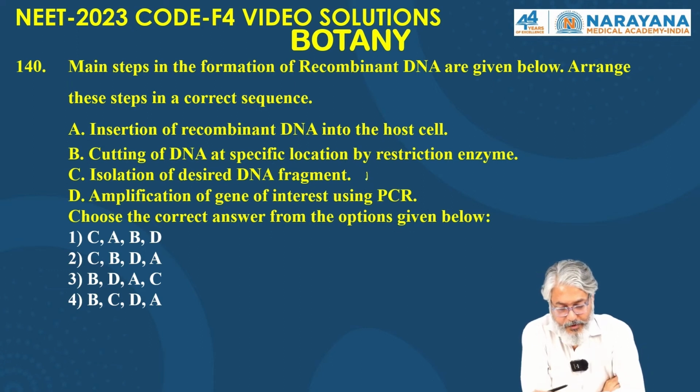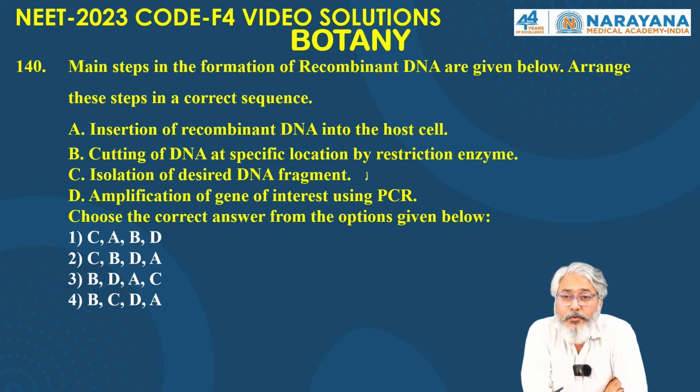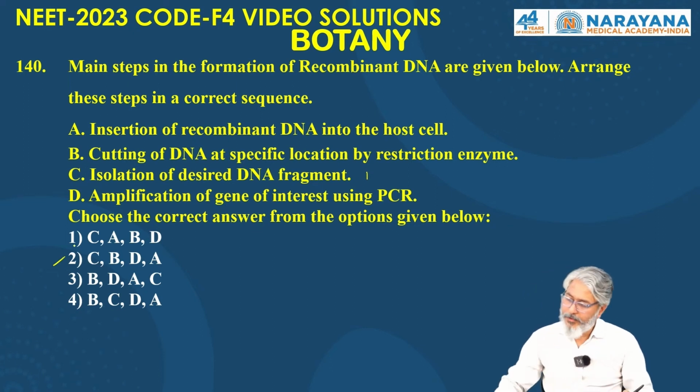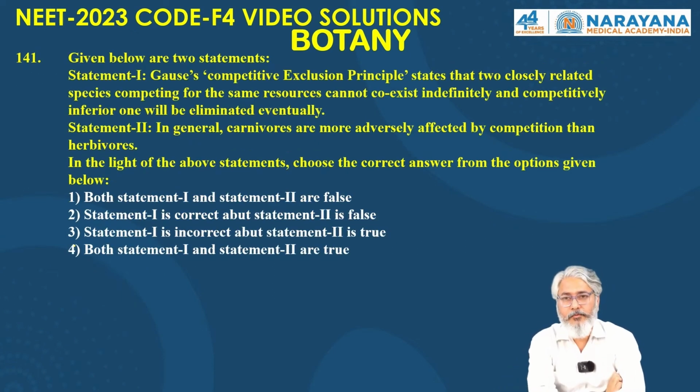This one, C. So now the answer can be either 1 or 2. The second step is the cutting of DNA at a specific location by restriction enzyme for insertion of recombinant DNA. So without cutting, insertion is not possible. So second is B. The answer is second. This is the trick you have to use in solving these types of questions.